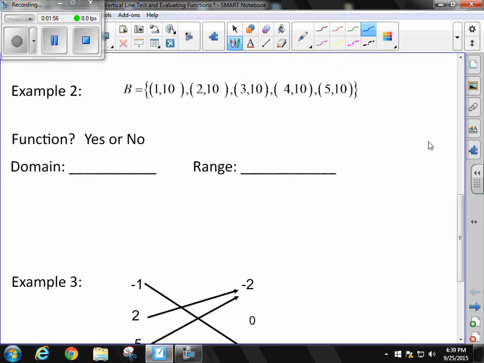Let's look at the next example. Is this a function? Let's see, what are the elements of the domain? The domain is 1, 2, 3, 4, and 5, and it's real easy to tell that those are all different, so yes, it is a function. The range, what's in the range? What are the y values? All of the y values are 10, so the range is easy. It's 10, and it's only necessary to list it one time.